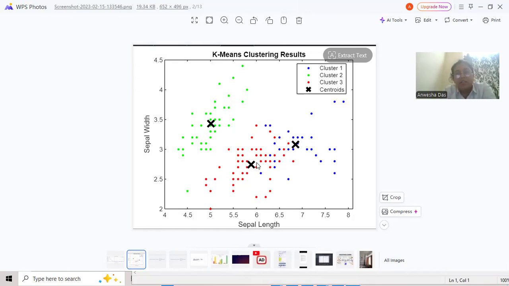Now, what is the second step? We have to initialize a centroid. Centroid is nothing but a center. Here, in this particular example, the black one is the centroid. So what will we do? In the third step, we have to calculate the distance between a centroid and each and every data point.